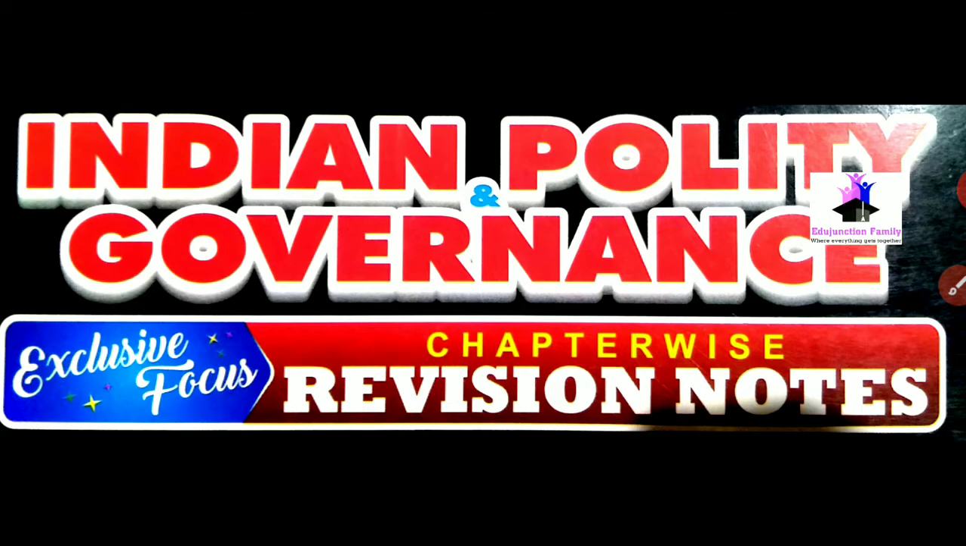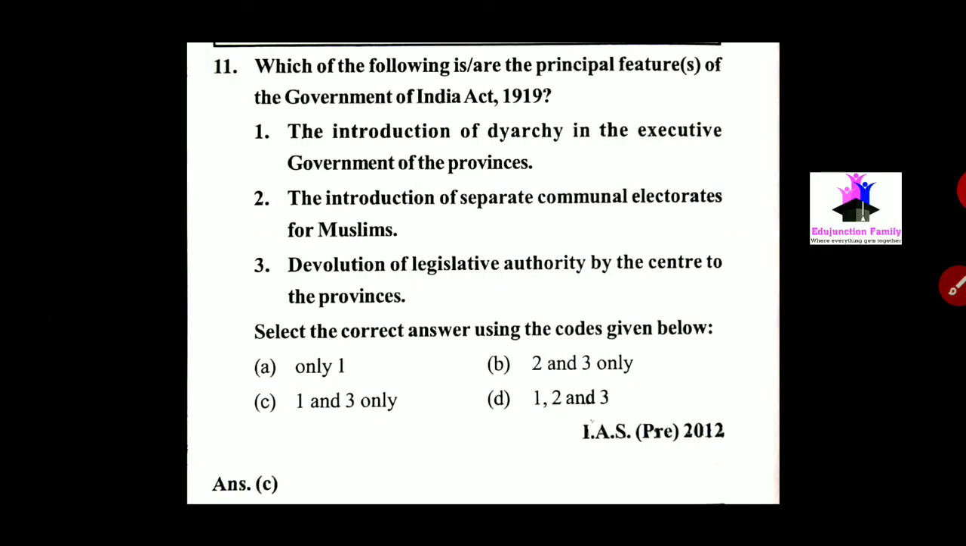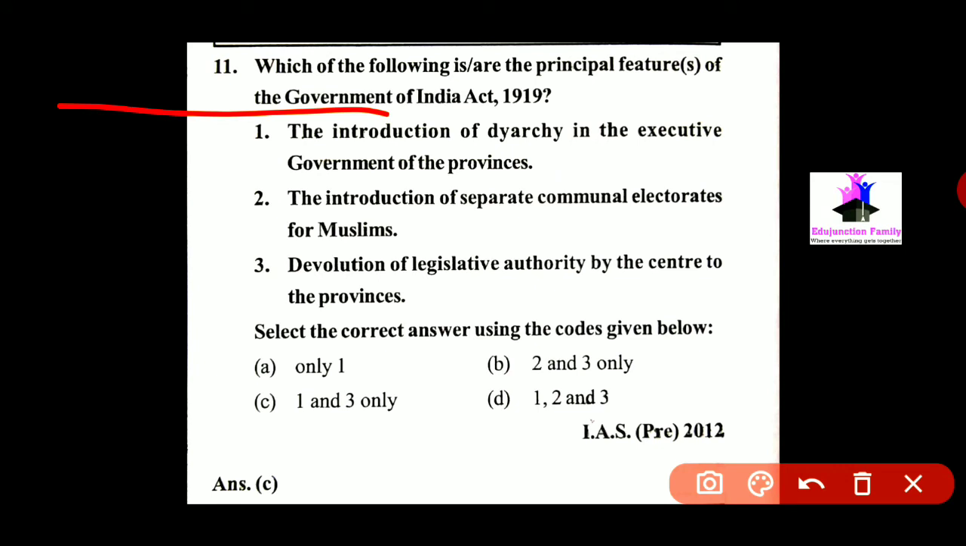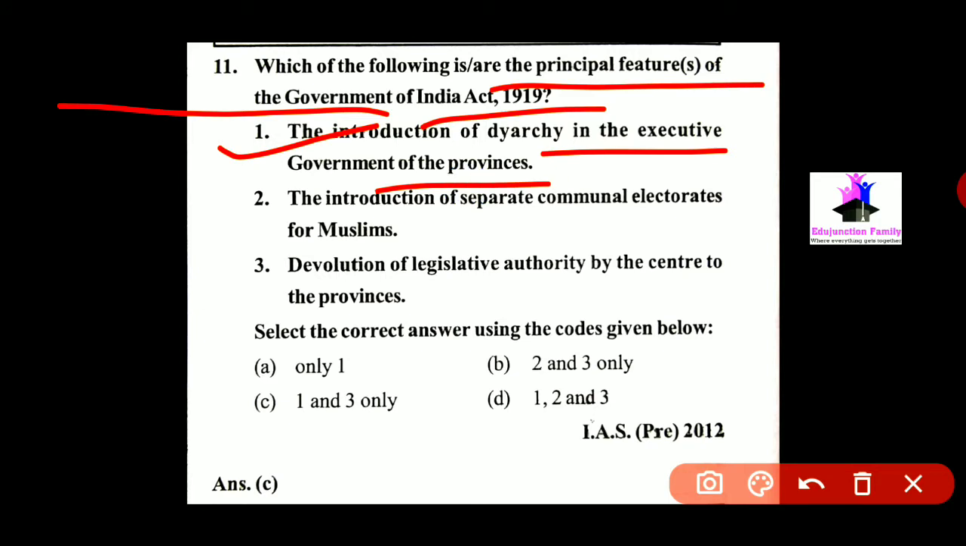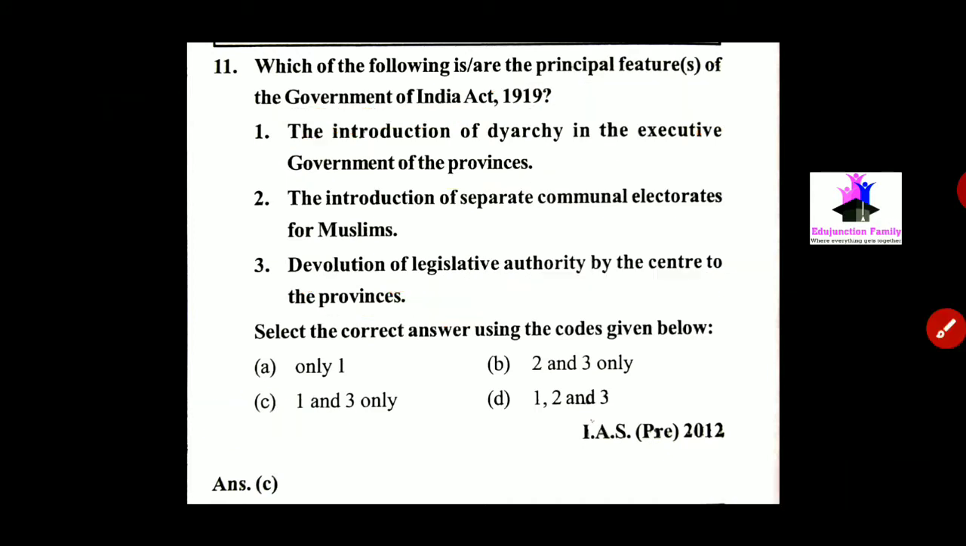Here we have the question: which of the following are the principal features of the Government of India Act 1919? The answer is what? In the Government of India Act 1919, there were features like the introduction of diarchy in the executive government of the provinces, and devolution of legislative authority by the center to provinces. Both features were present in the Government of India Act 1919. So the answer is 1 and 3 both. And now we move to the next question.